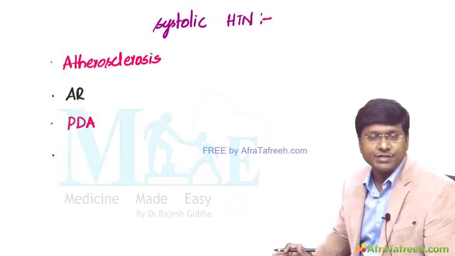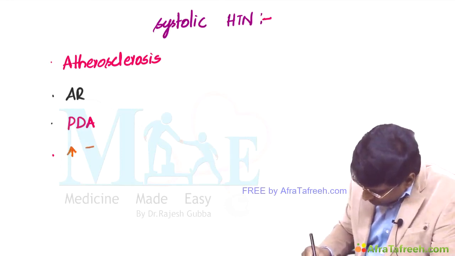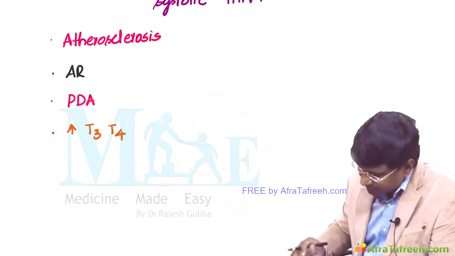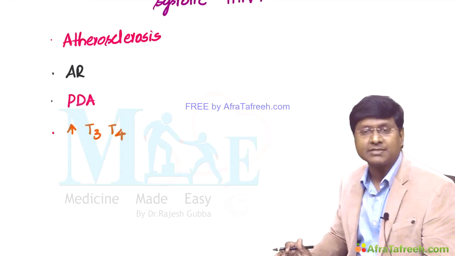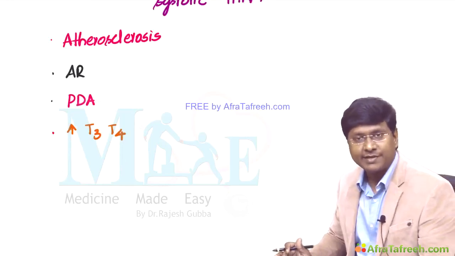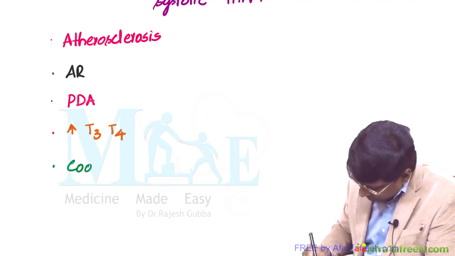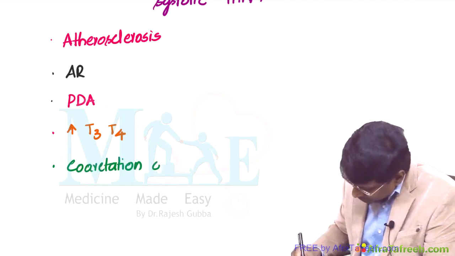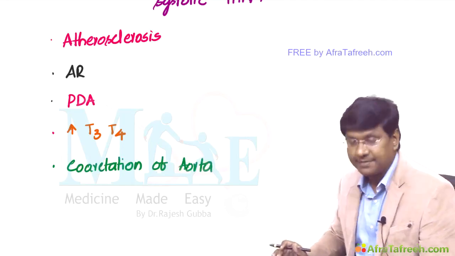Next, an endocrine condition which can cause systolic hypertension is thyrotoxicosis. That is, in patients with hyperthyroidism, they can have isolated systolic hypertension. Next to this, you have a cardiovascular condition where you can have isolated systolic hypertension, that is in patients with coarctation of aorta. In patients with coarctation of aorta, they can have isolated systolic hypertension.